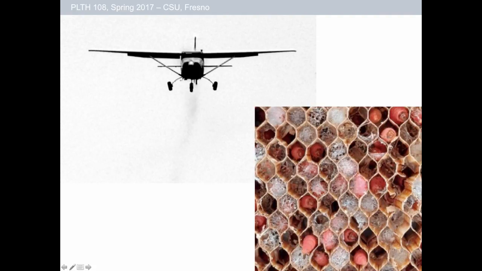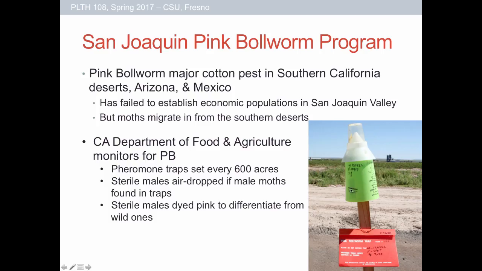And what's kind of clever is that when they raise the pink bollworms, they'll actually feed them on a diet with some pink dye in it. So the male moths that are produced are extra dark pink. And that way, if you catch a sterile male in the trap, you can tell the difference between sterile males and non-sterile males, and you can still keep monitoring an area effectively.